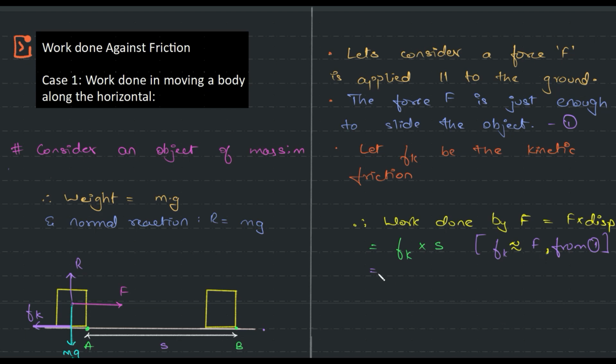Right? And on substituting, Fk is equal to mu k into the normal reaction. In this case, it's R. You can write N also. That's left to you guys. So therefore, the work in moving a distance of S is mu k into R into S. And that's your answer.